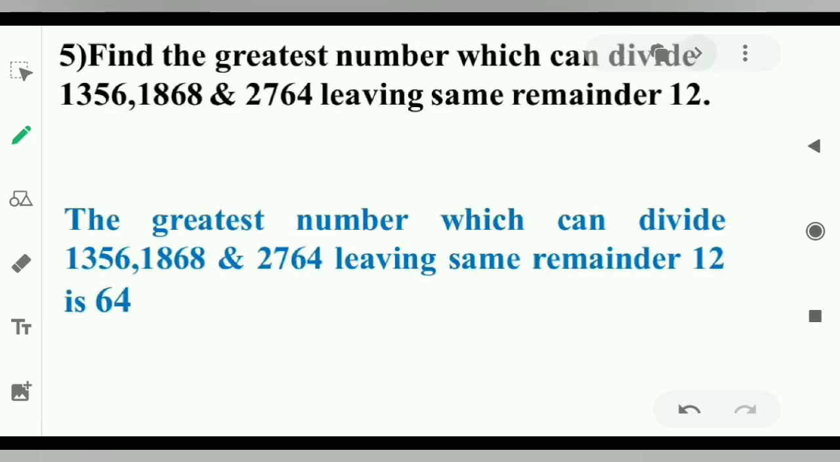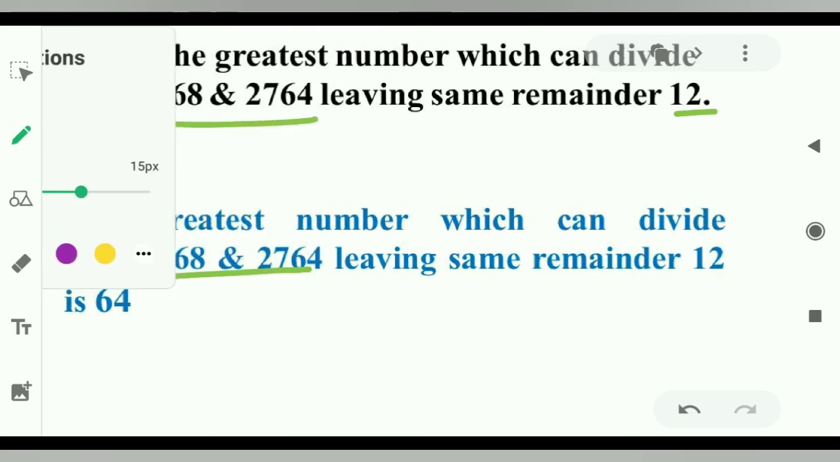So the HCF of all the three numbers, all the three numbers means what are the numbers? Given numbers minus 12. The HCF of the difference of the given number and the remainder is nothing but the greatest number which can divide the given numbers, leaving the given remainder. Here the answer is 64.